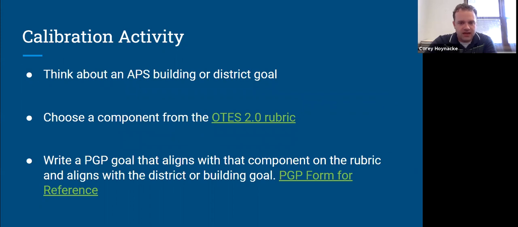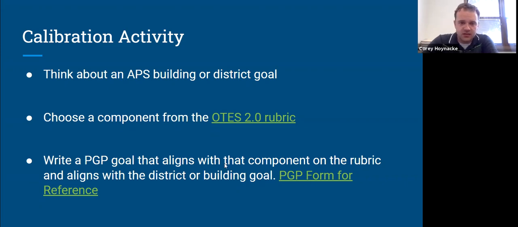Okay, I'm going to give you a minute here, and I would say pause the presentation after we get through this part. So a calibration activity, right? Think about your building goal, your 90-day plan, or your district goal. Then pick a component from that OTES 2.0 rubric, and I'll pull that up here in a second, and try to write a PGP goal that aligns with that component on the rubric and aligns with the district or building goal. So that PGP form is right here.